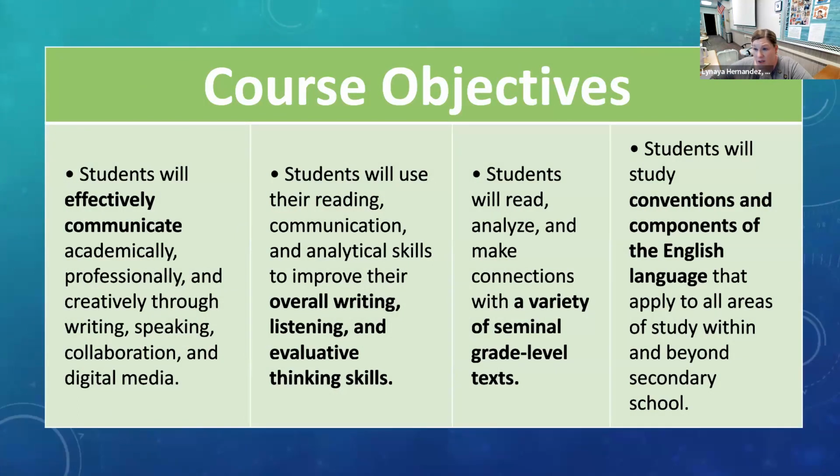So the course objectives for this class are really the same objectives for any English class you've ever taken: improving your reading, writing, communication skills, and thereby improving your overall thinking and analytical skills, reading important texts that are important culturally in our culture and in our community, and then improving the mechanics and conventions of your English language skills so you can do well on the ACT, prepare you for your next year in English class, and also prepare you for your college or your professional life going forward.